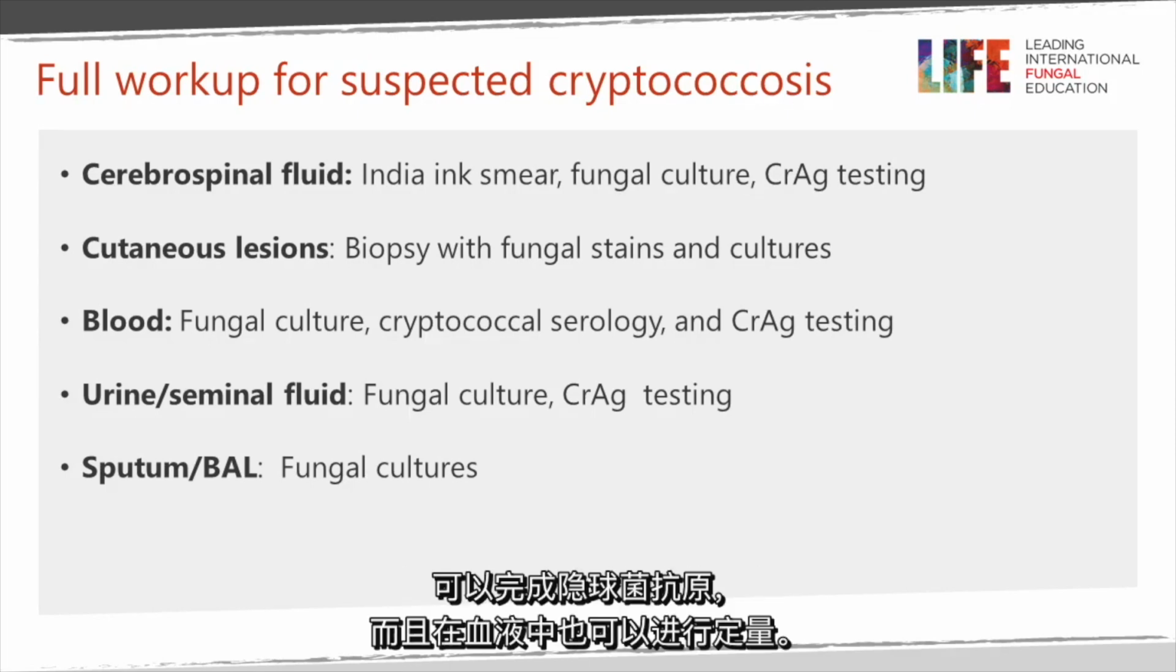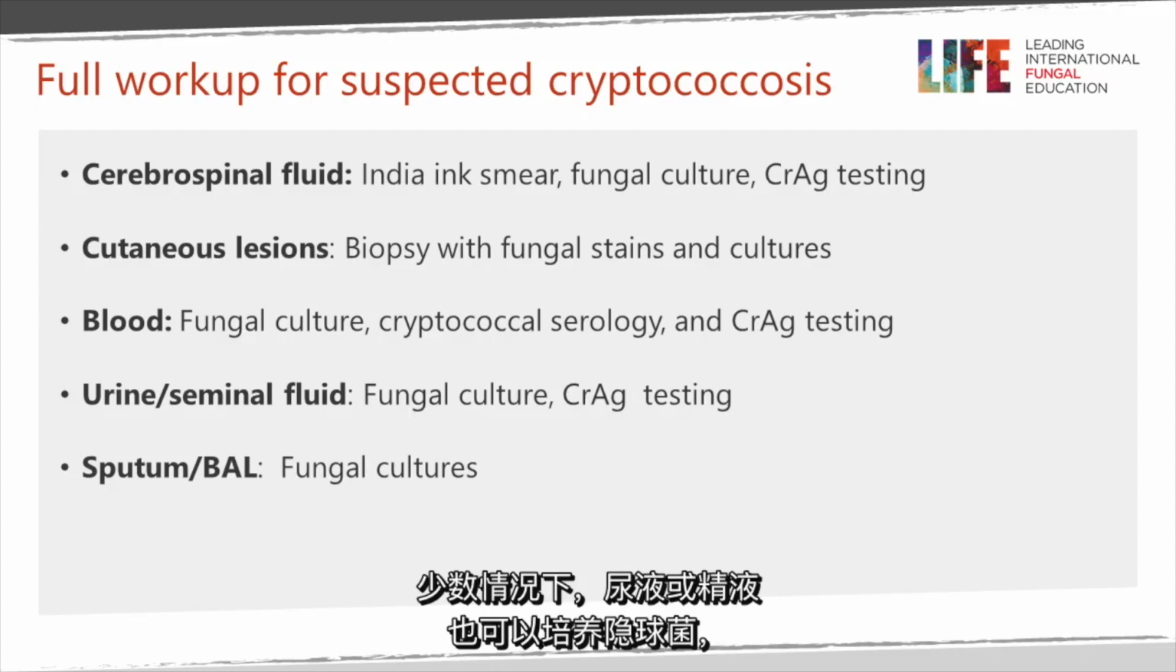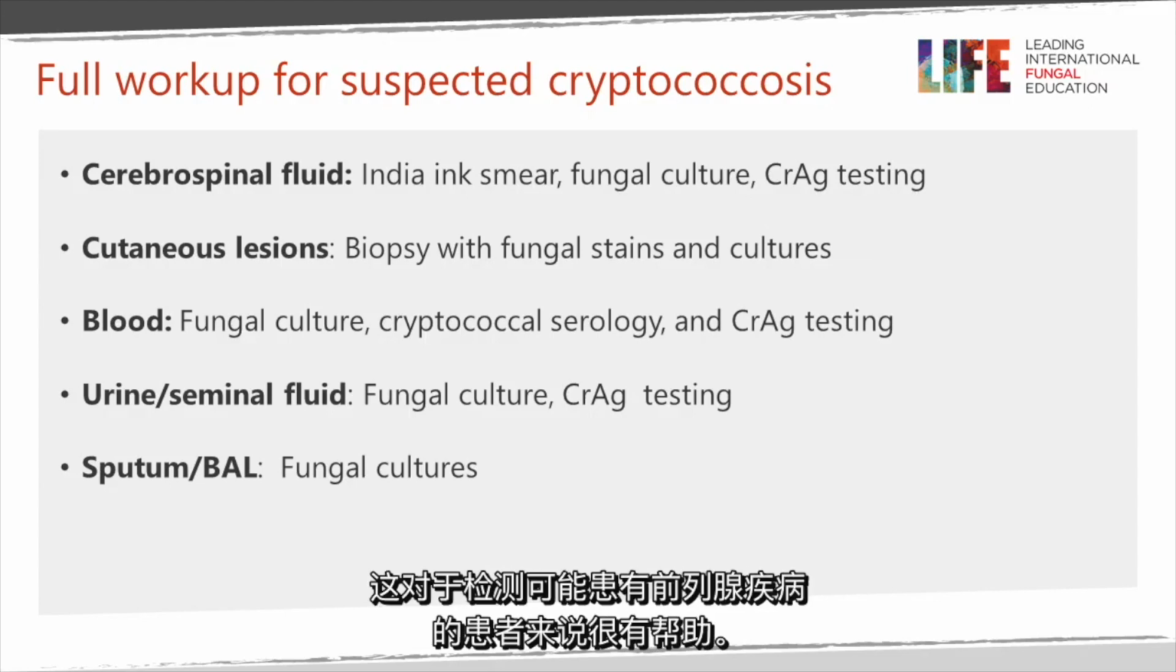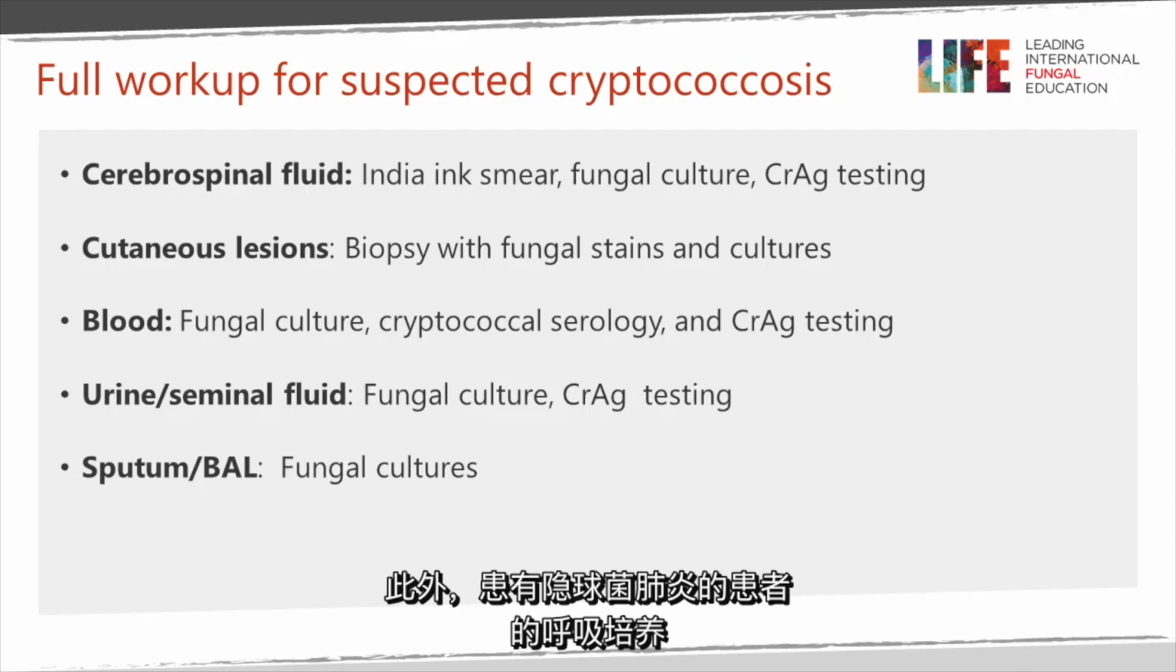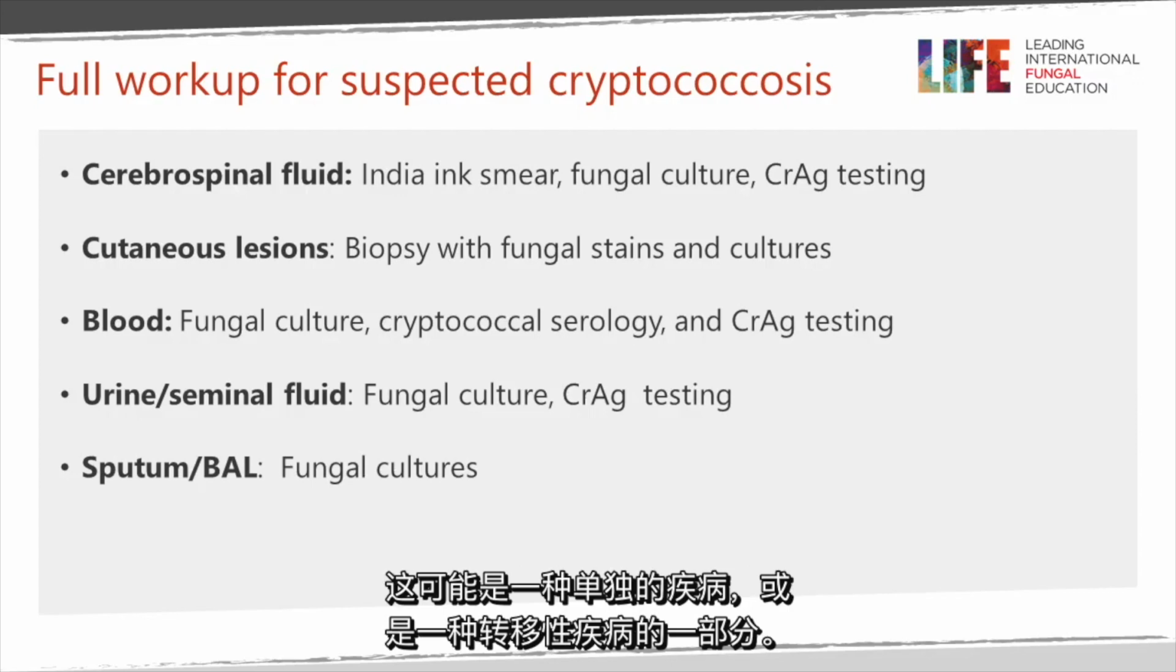Cryptococcal antigen can be done, and it can be quantified in the blood as well. Occasionally urine or seminal fluid can grow cryptococcus, and that's helpful for assessing patients who may have prostate disease. And respiratory cultures are sometimes positive as well in patients with cryptococcal pneumonia, which can be as a sole disease or as part of a disseminated disease.